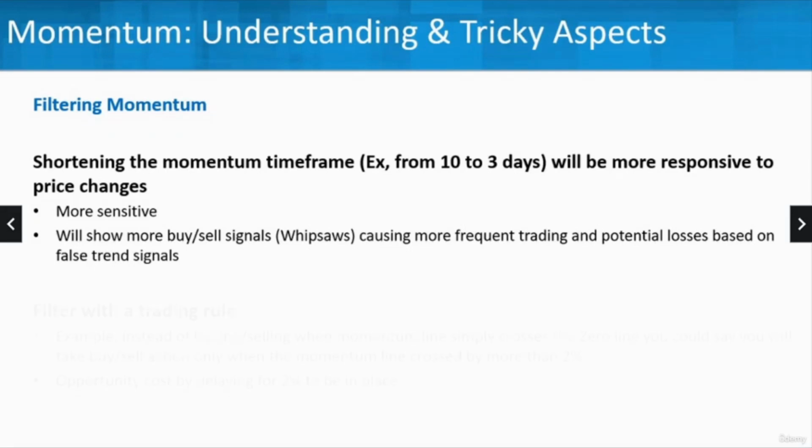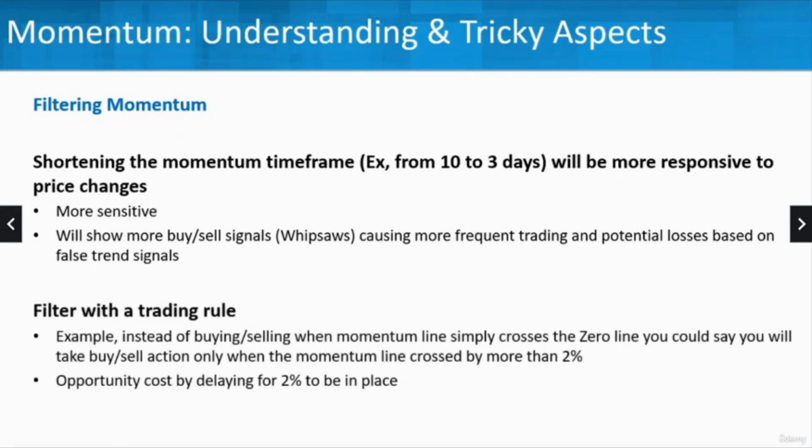Another thing you can do with momentum is filter it with a trading rule, or apply a trading rule. So for example, instead of buying or selling when the momentum line simply crosses the zero line, you could say you will take a buy or sell action only when the momentum line is crossed by more than 2%, right? So it's got to be at least 2% above that zero line or 2% below that zero line for a decision to be made.